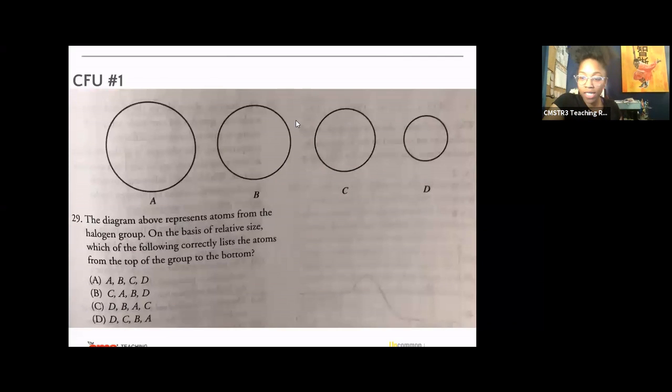So in the chat, I'm seeing D as my answer, and I agree. If we're going from top to bottom, that means we're going from smallest to biggest. So it would be D, C, B, and then A, because they get bigger as you move down. This is the radius question. Anybody have questions on the trends there? You guys are awesome. Okay.